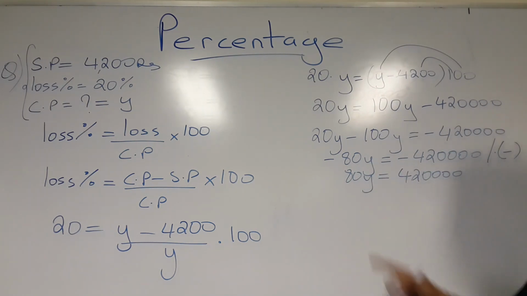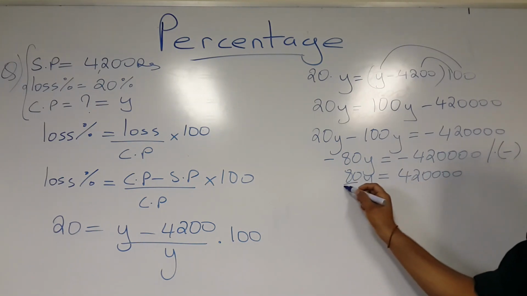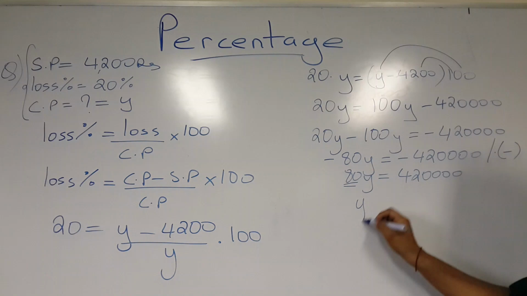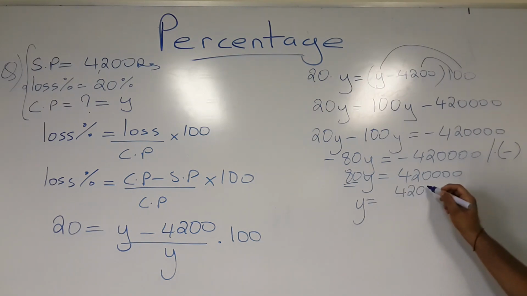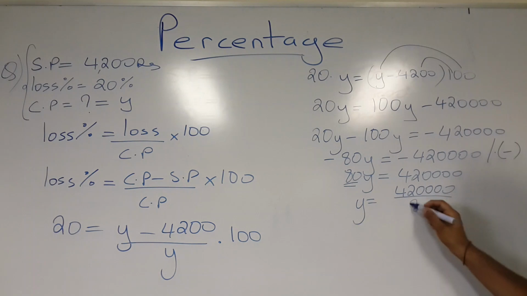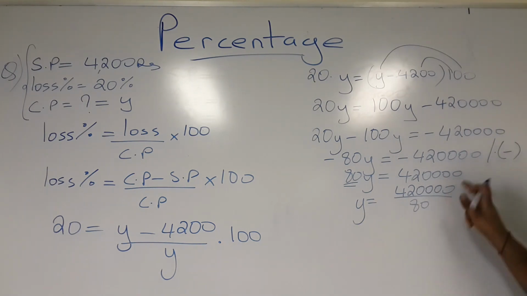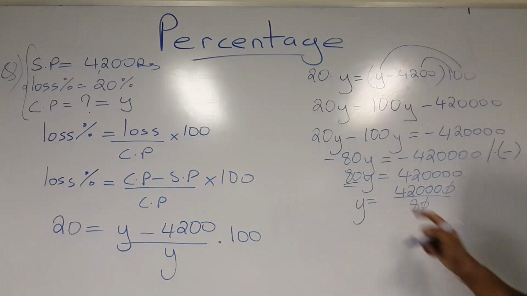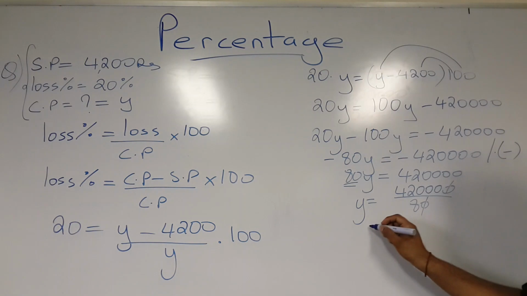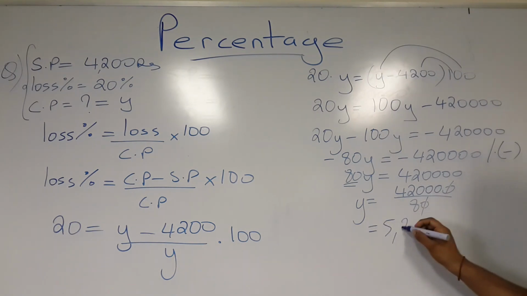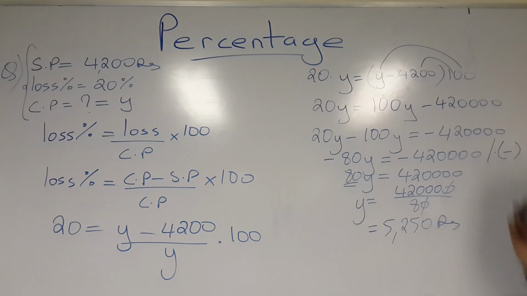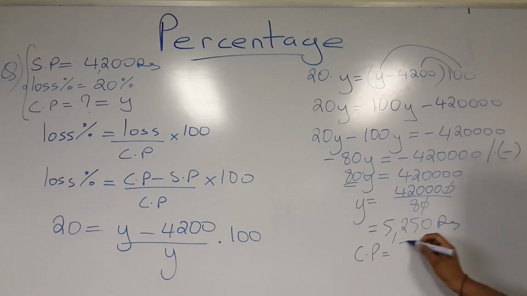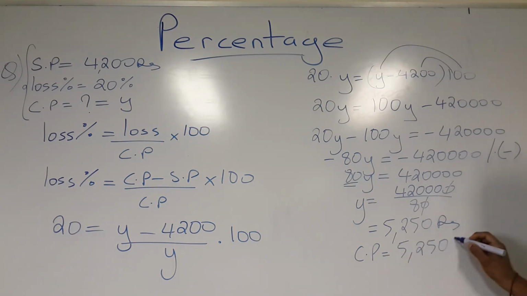Now since we are finding the value of Y, we have to transpose this 80 to the right hand side, and we have Y is equal to 420,000 over 80. And from here we can see that immediately 0 and 0 can cancel, and 420,000 can be divided by 8, so we will have 5,250 rupees. So in other terms we can say that our CP or cost price is equal to 5,250 rupees, and this will be our final answer.